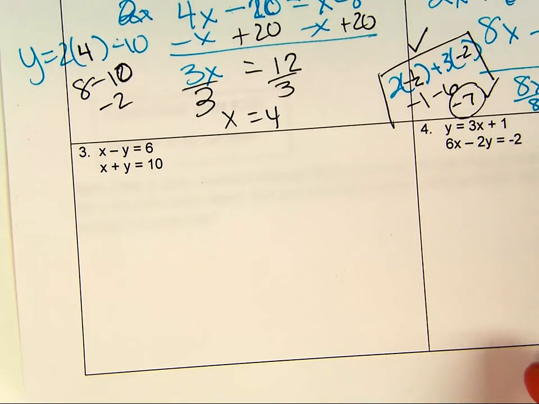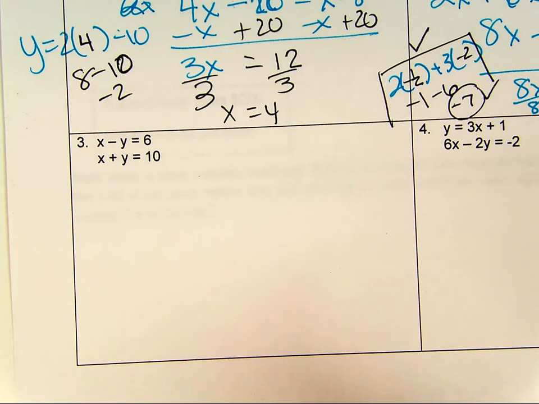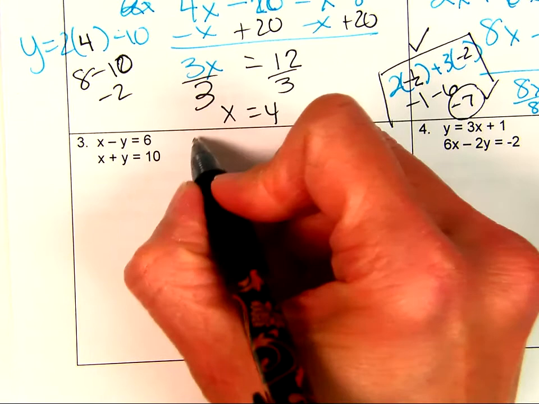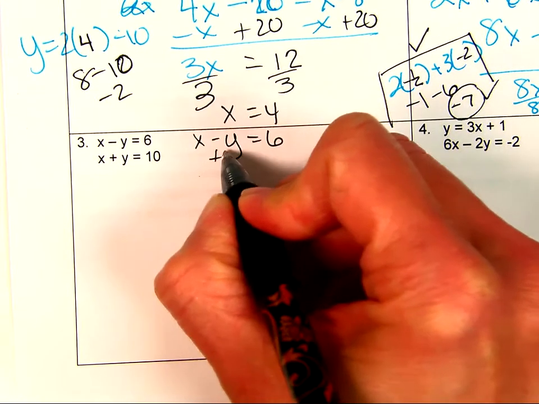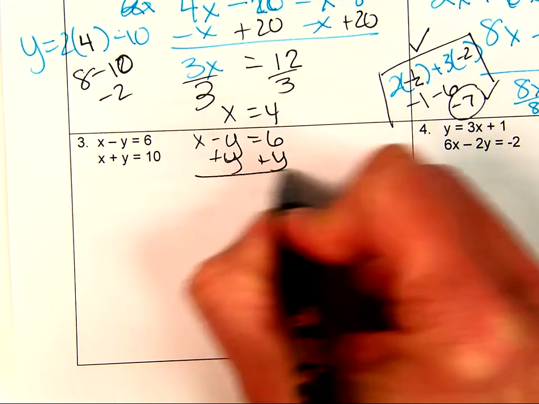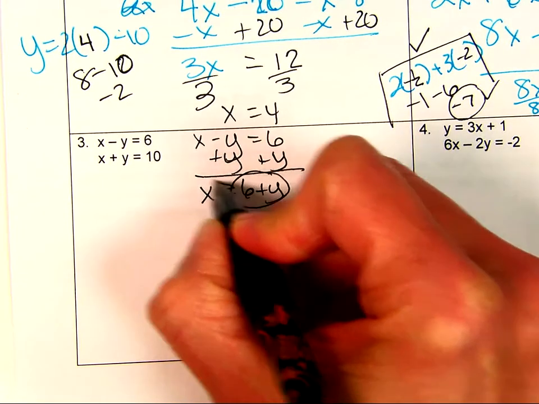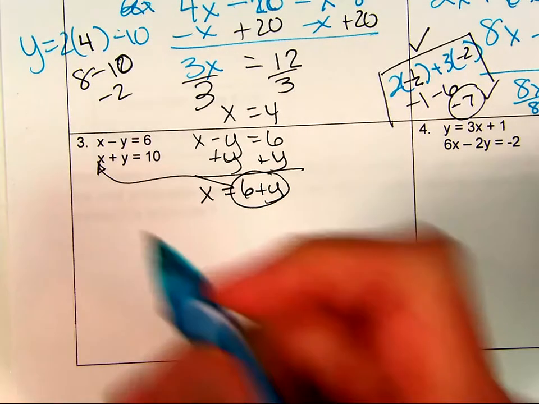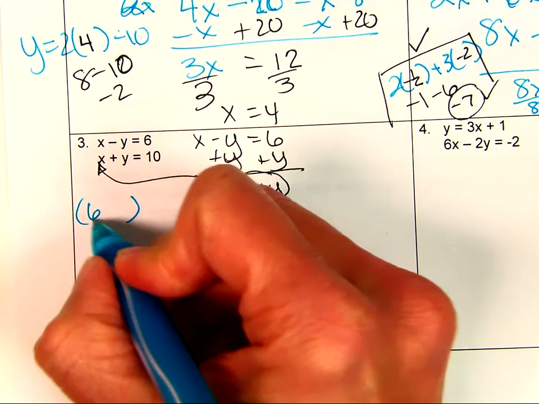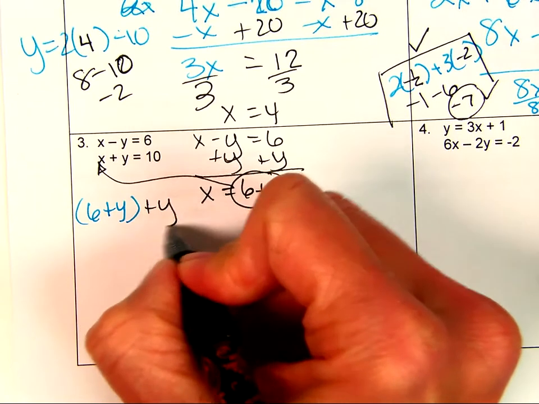You'll notice in this one that x and y are not alone, neither one of them. So that's our first step when we solve by substitution, is to get a variable alone. So I'm going to take this top equation, and I'm going to add y to both sides. And when I do that, I get x equals 6 plus y. And then that's what I'm going to substitute in for this x, because it says x equals 6 plus y. So I'm going to say 6 plus y. That's my x, remember. Then plus y equals 10.